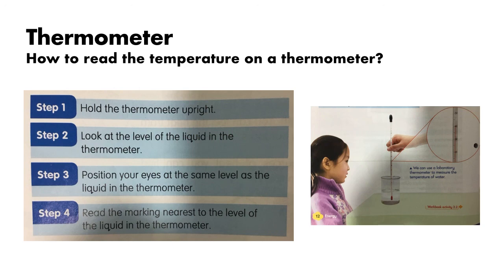Step 3, position your eyes at the same level as the liquid in the thermometer. And step 4, read the marking nearest to the level of the liquid in the thermometer. We're going to get a thermometer. We're going to actually measure the temperature, okay? So this will be one of the exercises we're going to do.